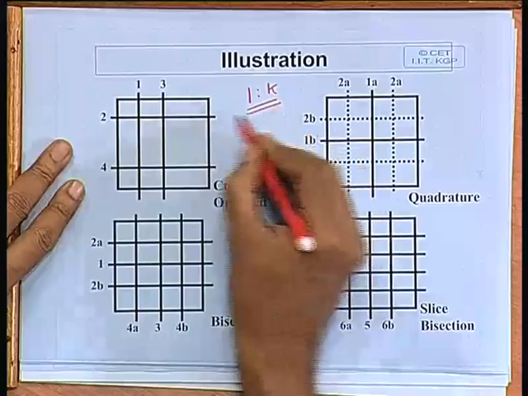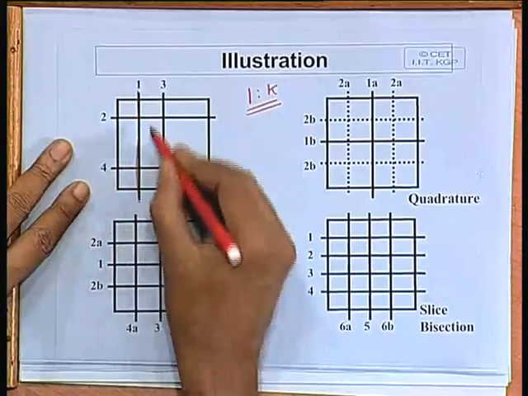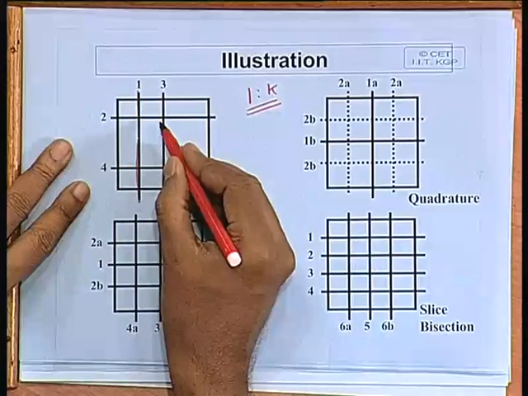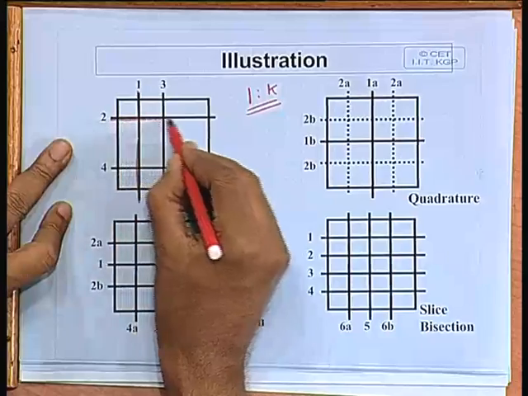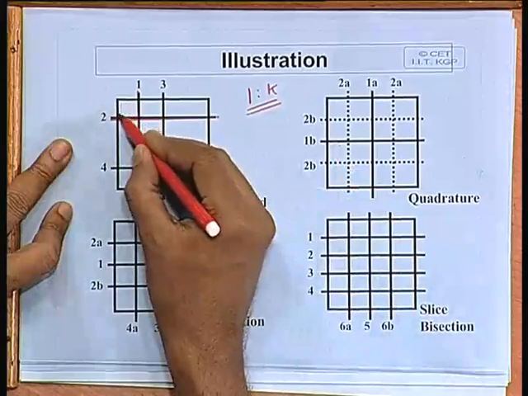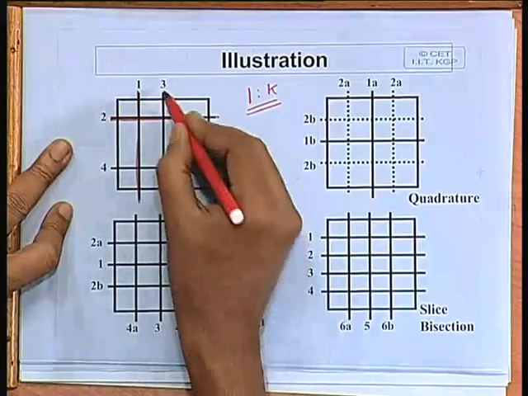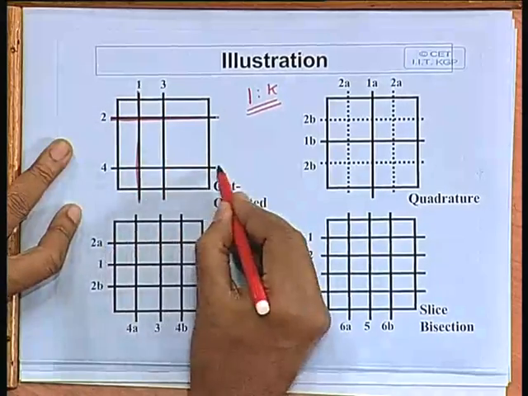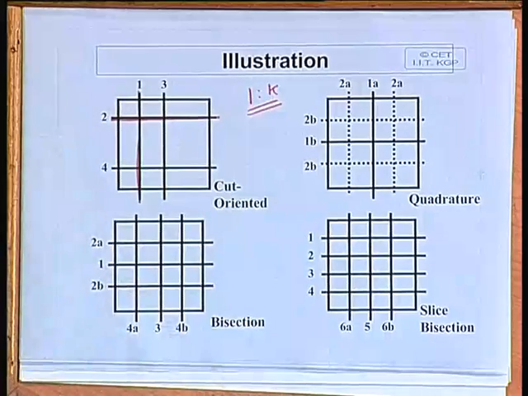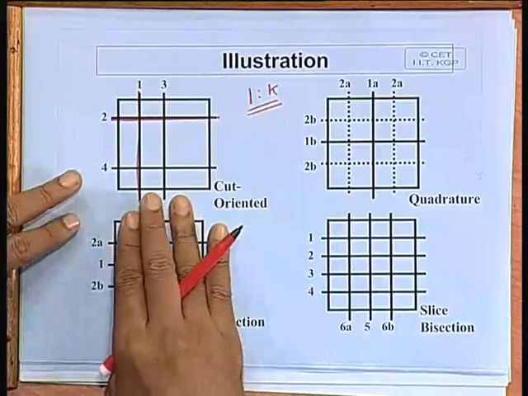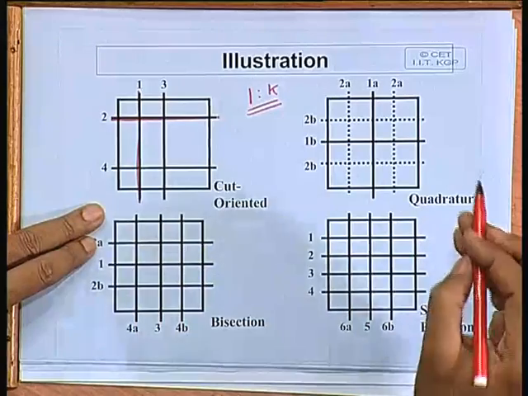So, you first make a slice like this. One part will be small, one part will be bigger. You do this repeatedly, then you slice like this. One part will be very small, the other parts will be bigger. Then 3, then 4, then 5, then 6, and this way you go on. This is called cut oriented. This is one method.